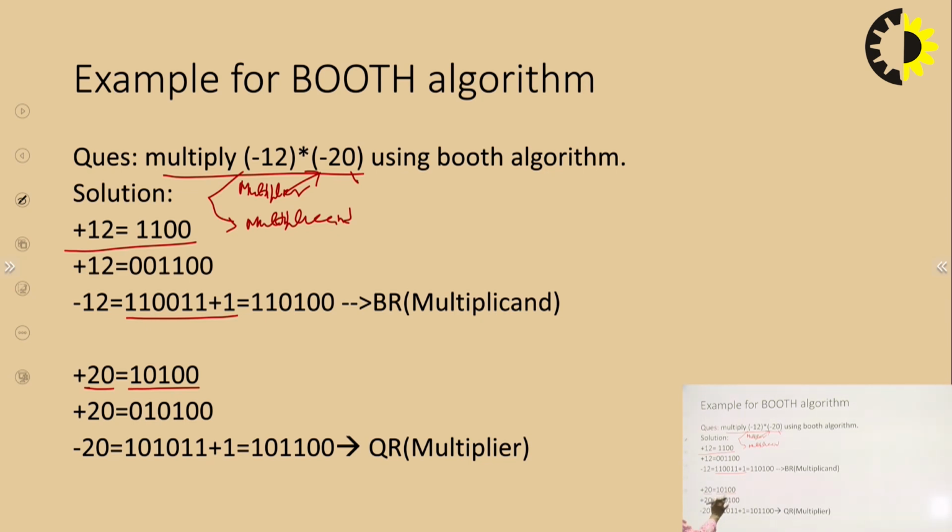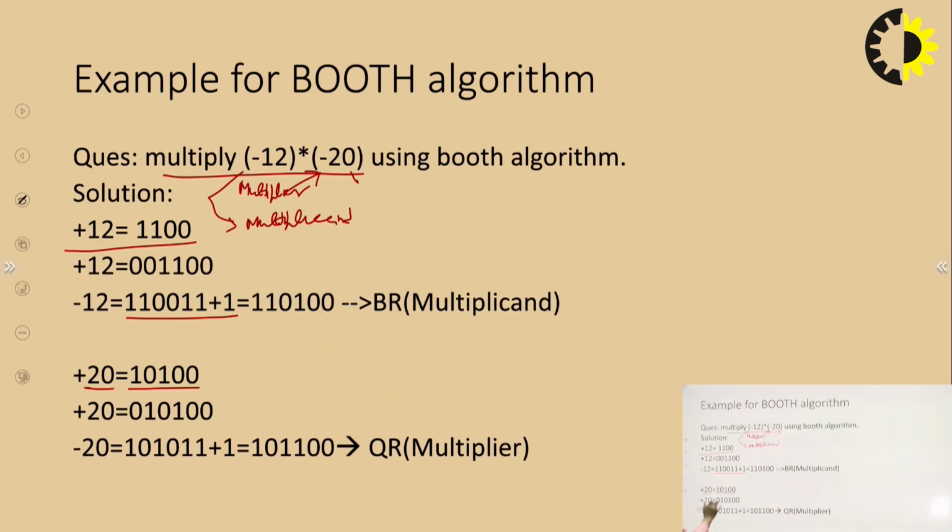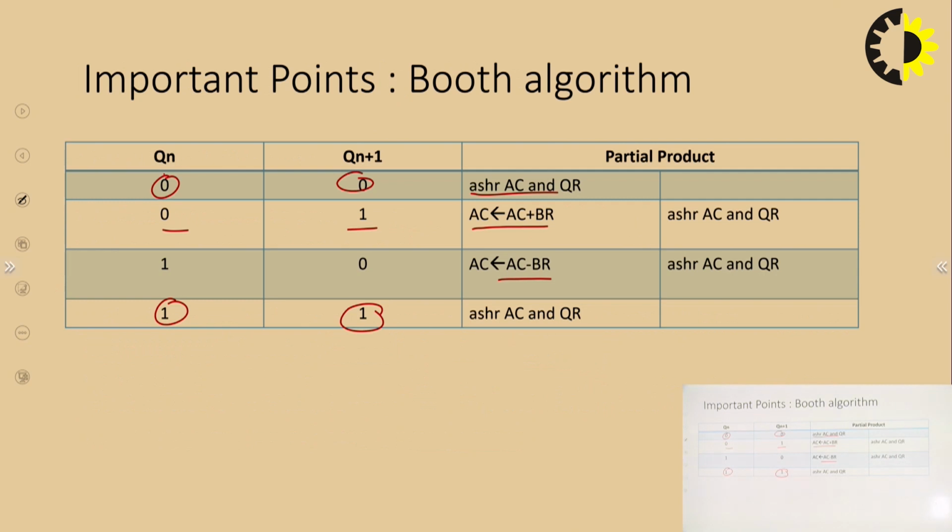Now BR and QR both have a 6-bit size, and minus 20 is represented with the help of the 2's complement, and minus 12 is represented by its 2's complement. Both values will be considered. Fine. So you have to remember only two things.